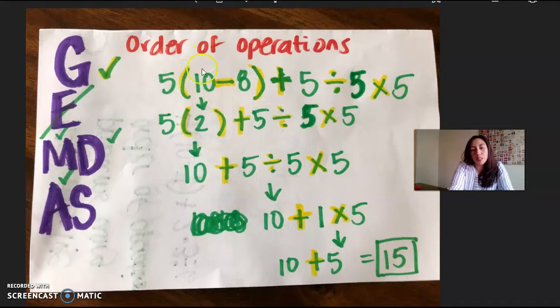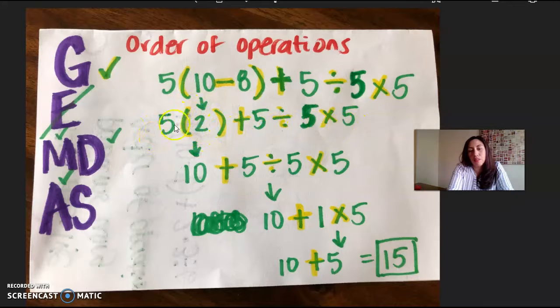Well, inside of the grouping symbol it says 10 minus 8, and so we know that's 2. Once you've solved your grouping symbol, you rewrite the entire thing out. So it's 5 times 2 plus 5 divided by 5 times 5. Then again, you look here and you see no more grouping symbols are left, because this one is technically 5 times 2, plus 5 divided by 5 times 5.